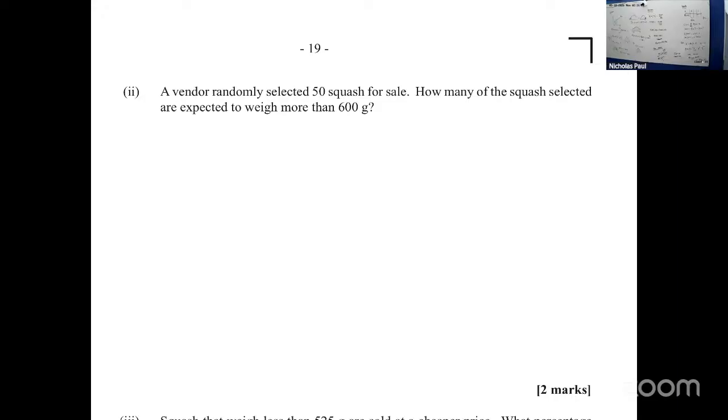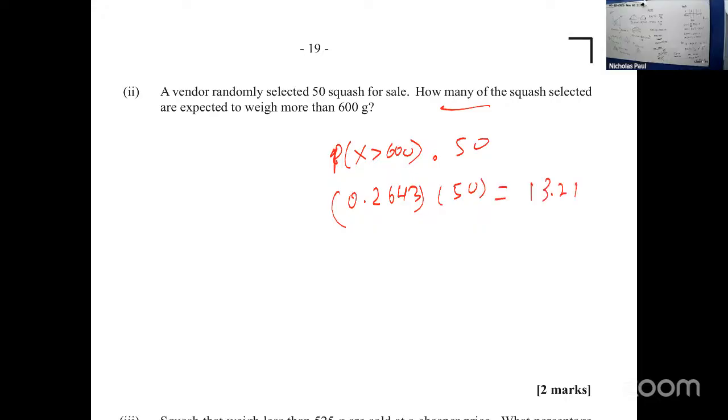The vendor randomly selected 50 squashes for sale. So to find the number is simply the probability of X is more than 600 multiplied by 50. And you also get that one, 0.2643 by 50. How much is that? 13.215, which is approximately 13, right?